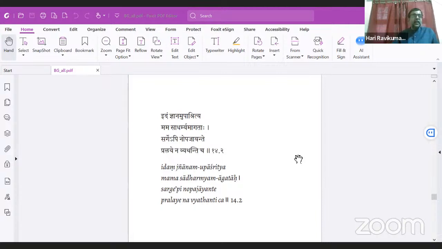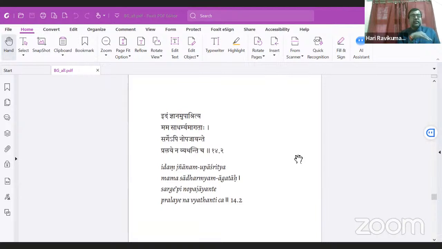Sarge na upajayante pralaye api cha na vyathanti. So sarga is creation. During creation, they are not affected. And pralaya, during dissolution, they are not affected. Na vyathanti. So they are not affected by creation or dissolution.